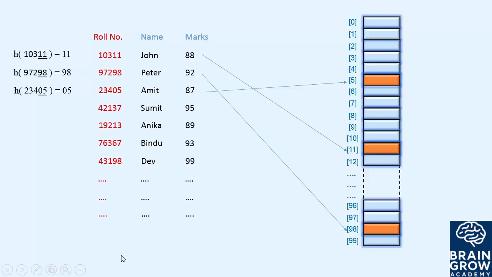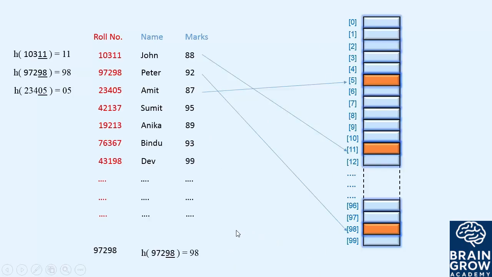Now, retrieving a record is also simple. If we want to access the record of a student with this roll number, then first we generate the address using the same hash function. Now we can directly go to index 98 and retrieve the record. So this is how hashing is done, and records are stored and retrieved from a hash table.